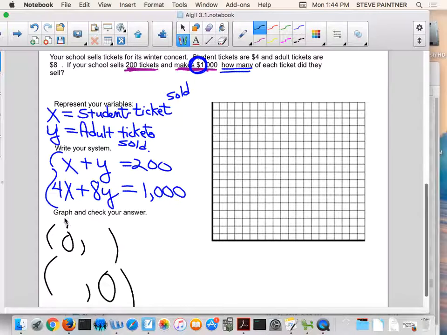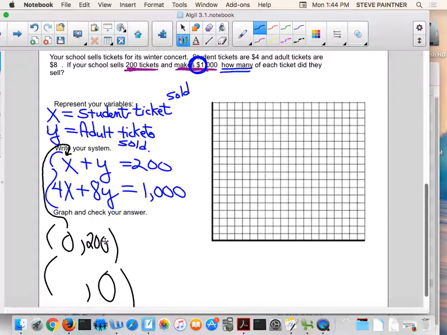Here we go. Come around the corner, go up here. If you put a 0 in for x, x is gone. What does it say? y equals 200. Oh, so would that be a point on your graph? Yes. 0 plus 200 equals 200? Does it?